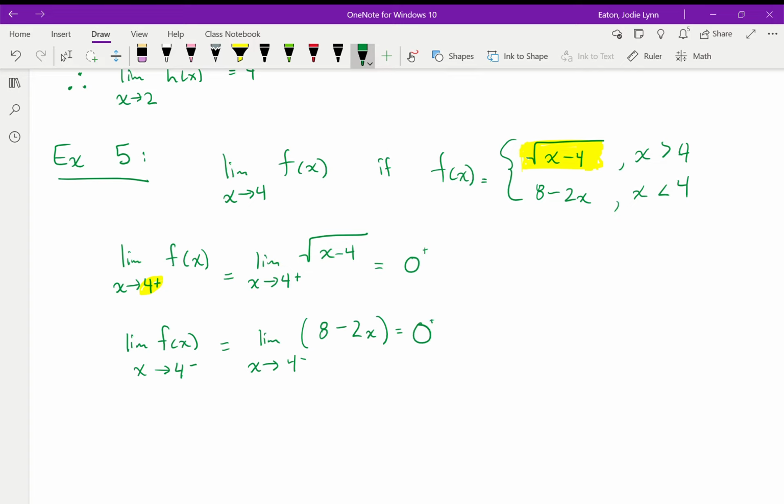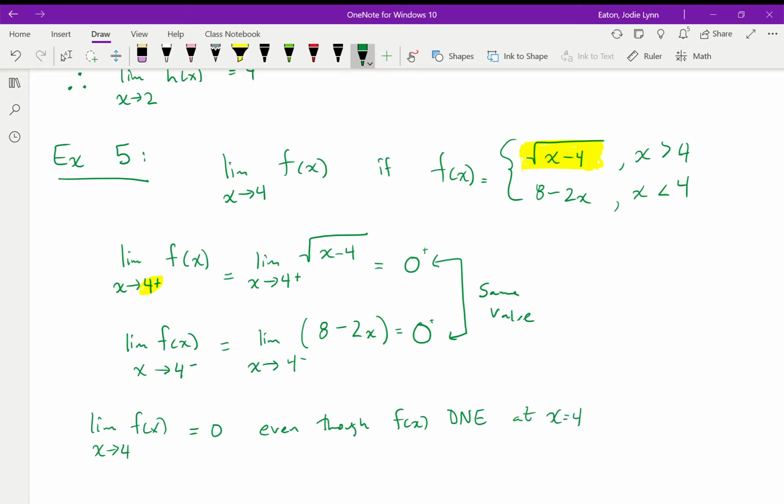It doesn't really matter whether you're approaching 0 from above or below as long as you have the same value, but here we do, you can see, have the same value. Okay, so the limit of f of x as x approaches 4 equals 0, even though f of x does not exist at x equals 4. So it doesn't actually even need to exist.